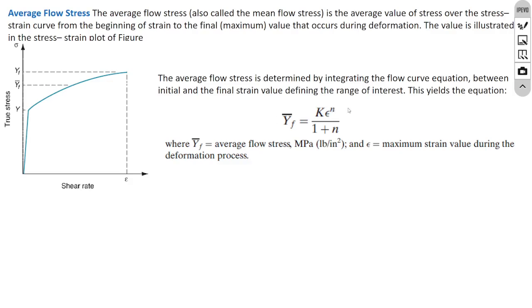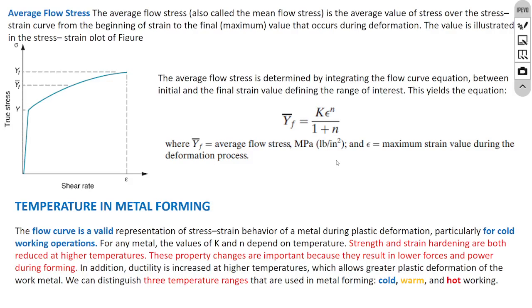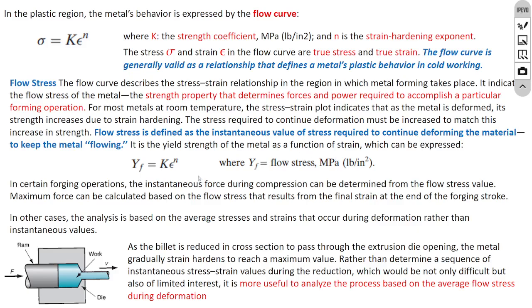How is it calculated? Average flow stress equals the coefficient K times the strain to the power n, divided by 1 plus n. Here, K is what? K is the strength coefficient, capital K.